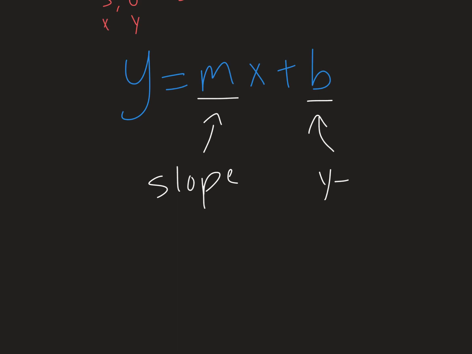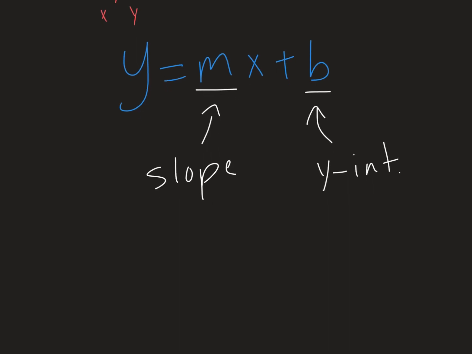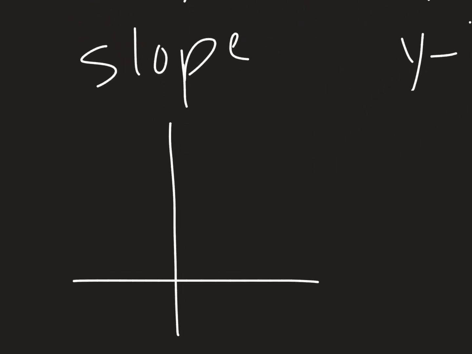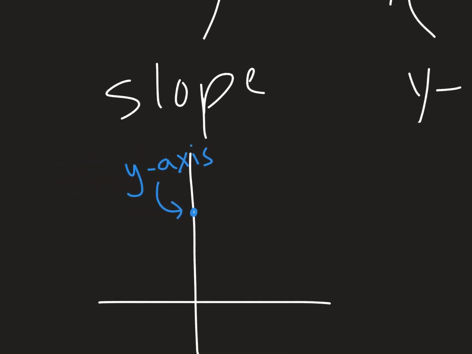The b is our y-intercept. Okay? Now, what on earth is a y-intercept? Yeah, we can think of it as the idea of where you start at. Let's look at it visually real quick. So when we say where you start at on a graph, or where it crosses, this thing is called the y-axis. So y-intercept is where it intersects the y-axis.